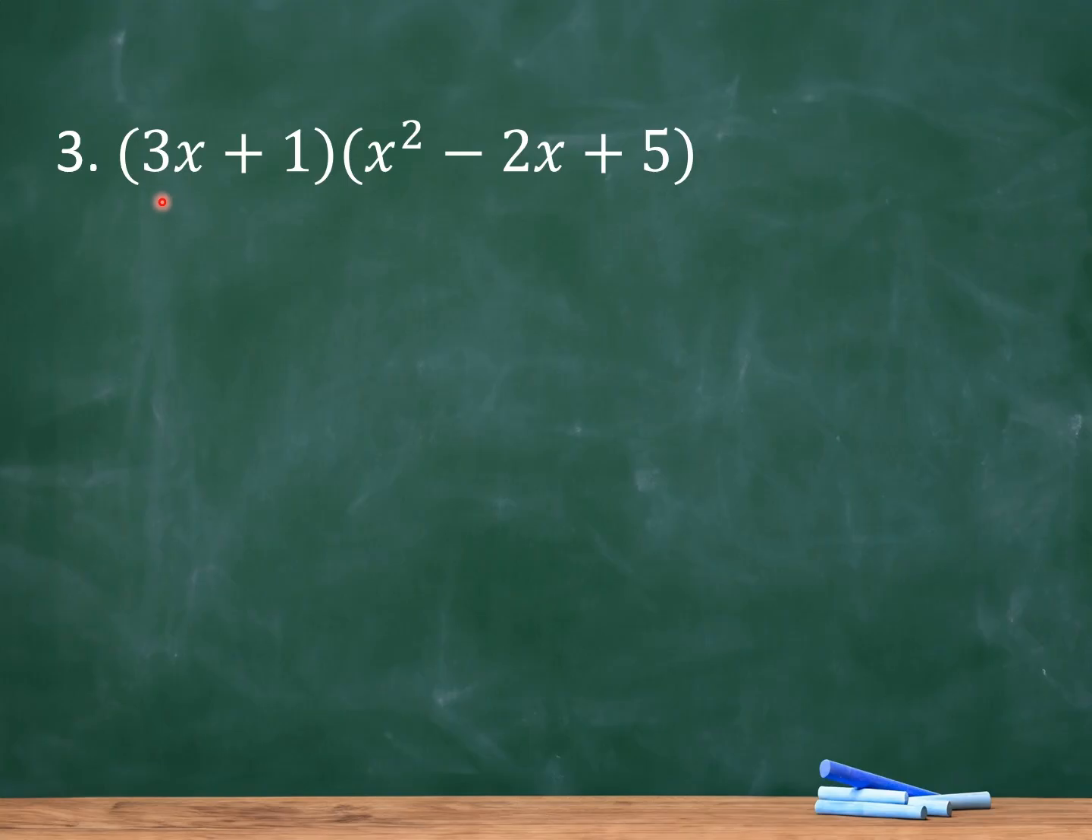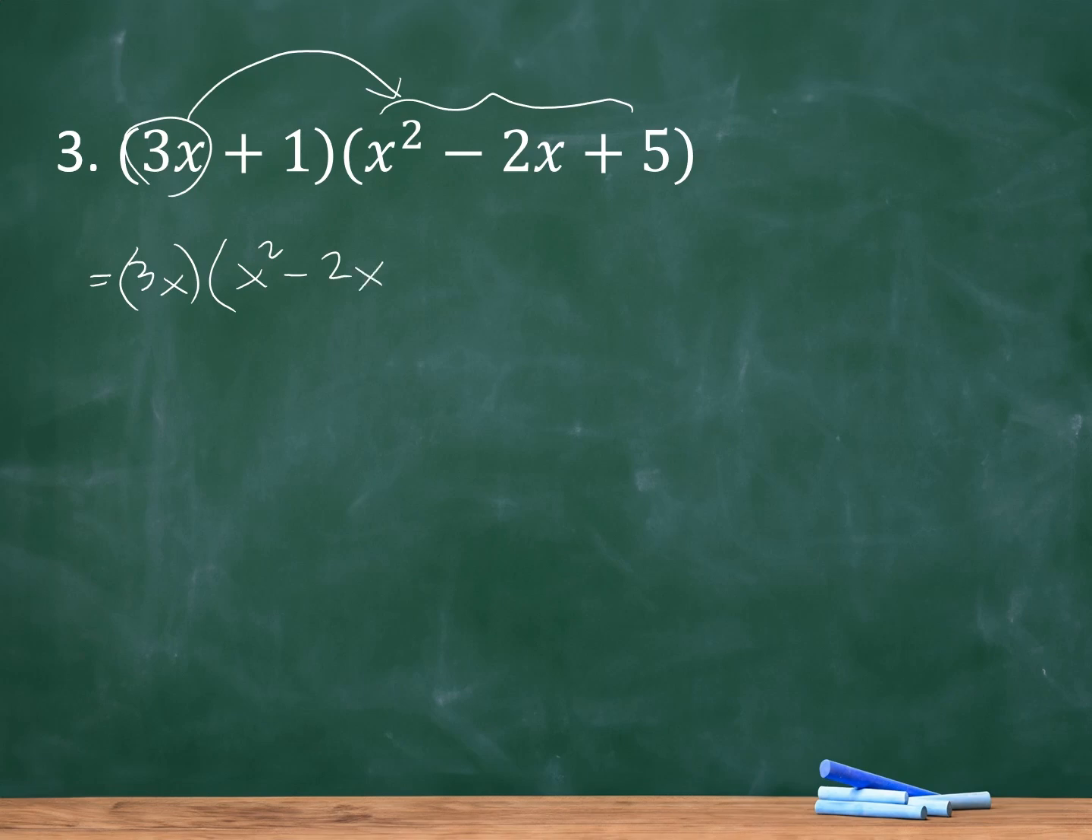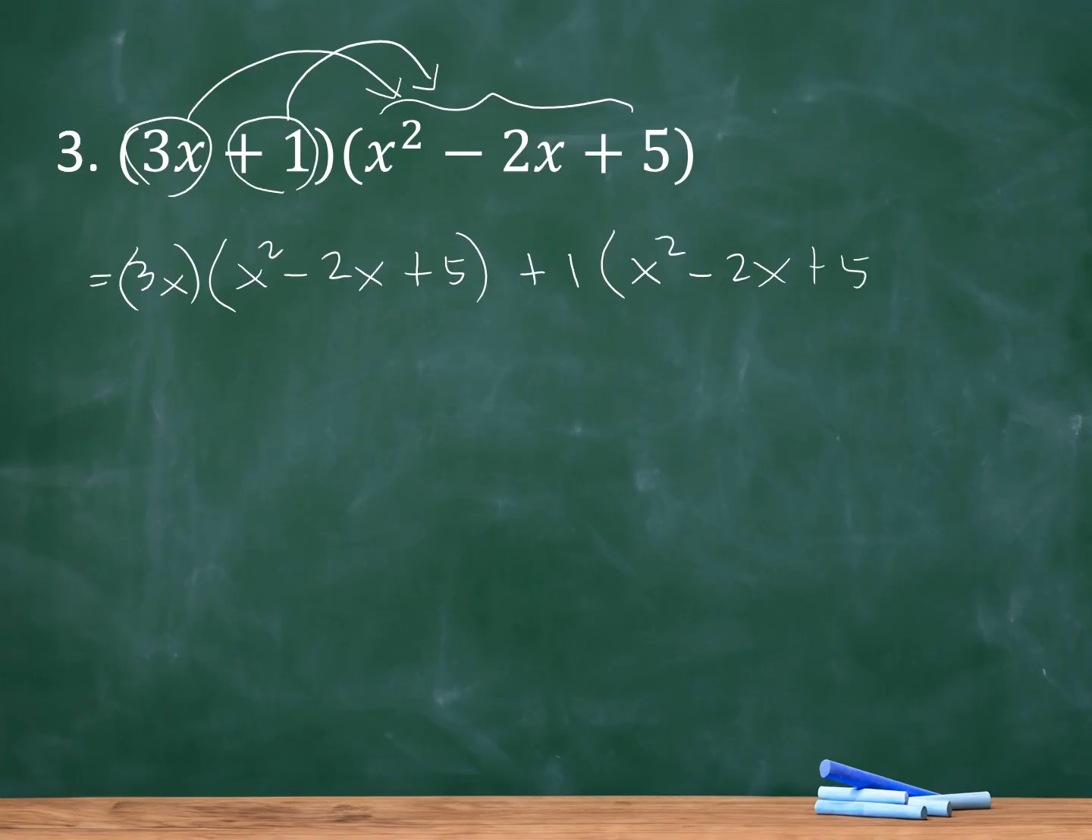Example 3. 3x plus 1 times x squared minus 2x plus 5. So we will multiply first 3x to this trinomial. So let's write here 3x times the trinomial x squared minus 2x plus 5. Next is we will multiply positive 1 to the trinomial. So that's positive 1 times x squared minus 2x plus 5.